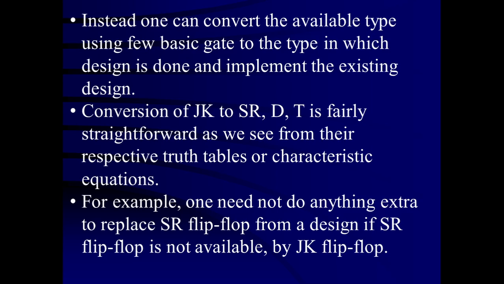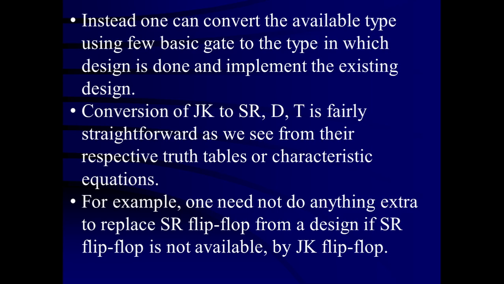Now the question is this: if the available flip-flop is a JK flip-flop, and you have designed the problem with SR flip-flop, D flip-flop or T flip-flop, then utilizing the JK flip-flop as SR flip-flop, D flip-flop and T flip-flop is very straightforward, because you can see that from the truth tables or characteristic equations of SR, D and T flip-flops. In SR flip-flop, what is the no change condition? 0, 0. In JK flip-flop also, the no change condition is 0, 0.